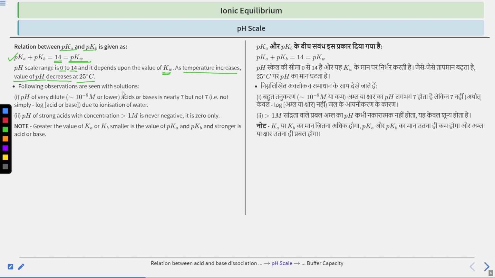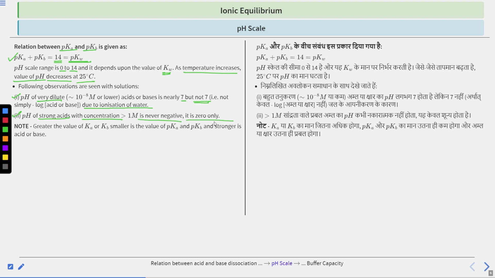The following observations are seen with the solution. First, the pH of very dilute acids or bases, equivalent to 10 to the power minus 8 molar or lower, is nearly 7 but not 7. So the pH of very dilute acids or bases is nearly 7 but not 7. That is not simply minus log of the acid or base concentration. Why? Due to ionization of water.